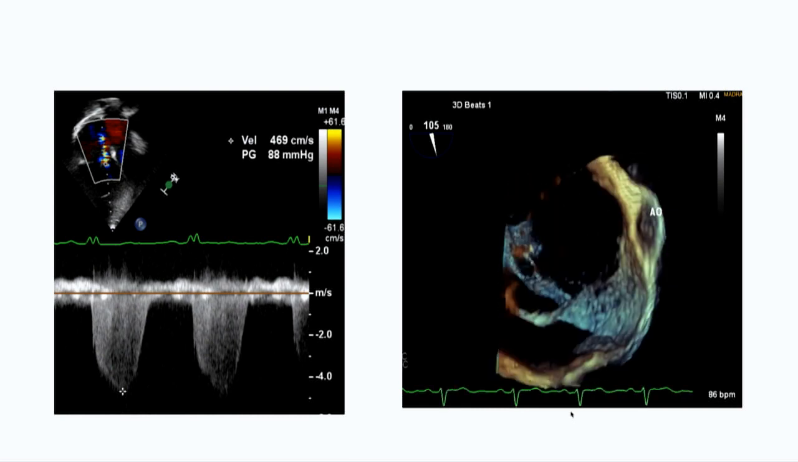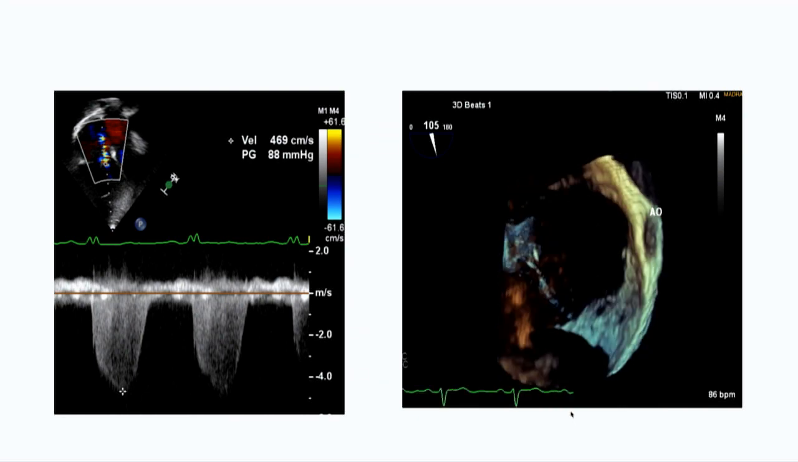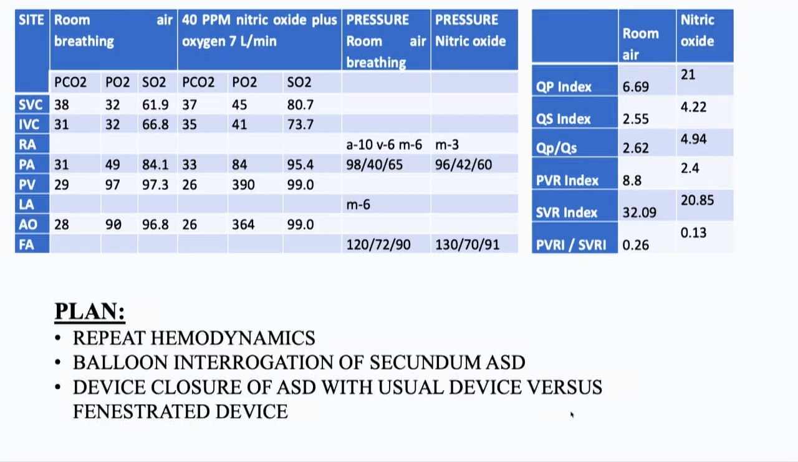This is a 3D image. There was a deficient retroaortic margin with all other margins being adequate. Around 1 month back, she underwent a cardiac catheterization, where we demonstrated a step-up of around 21% from mixed venous of 63% to 84% in the PA. There was no step down basal.